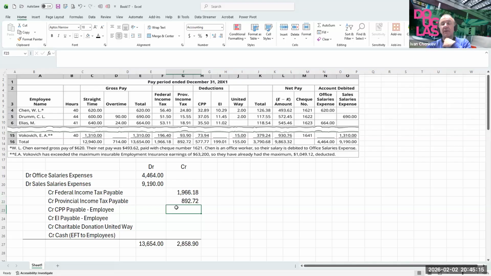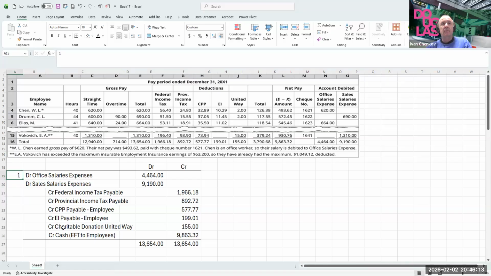Also, I have to deduct from my employees 577.77, which I have to pay for the Canada Pension Plan. Plus I have to deduct from my employees 199.01 for the employment insurance. Plus I have to deduct from my employee 155 for the charitable donation, and I have to pay. So now the total deductions here, as you can see, are exactly matching the amount of the total deductions here. And the last thing left is to make an e-transfer in form of checks to my employee for 9963.34. Once I do that, I have a match between debit and credit, so I'm in perfect balance. That's entry number 1.